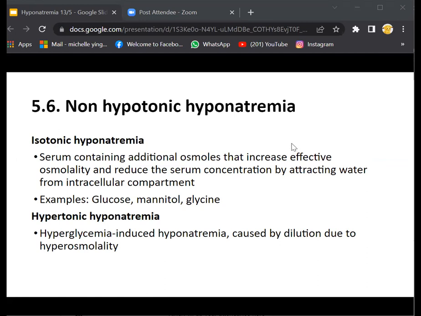For isotonic hyponatremia, the serum contains additional osmoles that increase effective osmolality and reduce the serum sodium concentration by extracting water from the intracellular compartment. Examples are glucose, mannitol, and glycine. Next, for hypertonic hyponatremia, it's mostly hyperglycemia-induced hyponatremia caused by dilution due to hyperosmolality.